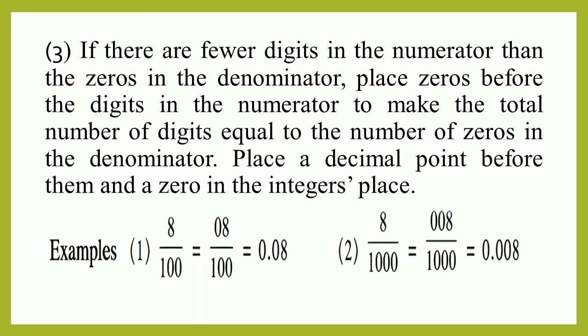Now the same in the second example, the common fraction is 8 upon 1000. So there is only one digit in the numerator and 3 zeros in the denominator. So to equate this, we put 2 more zeros before 8 and place a point. So the total number of digits after the point will be 3, and we will put 0 at the integer's place.